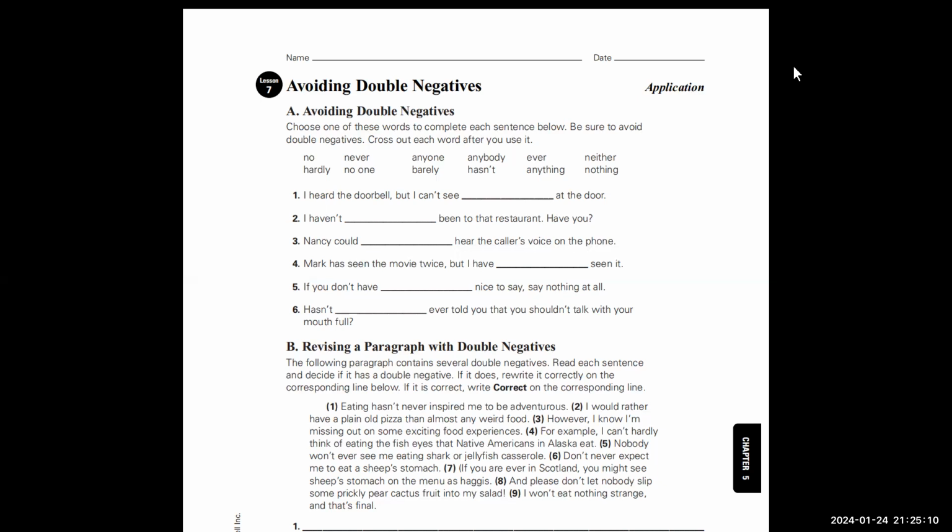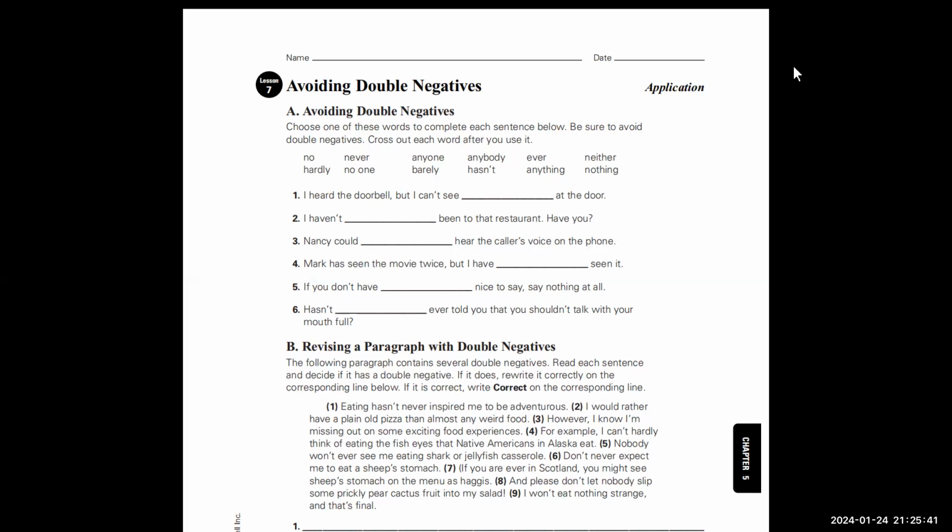Mark has seen the movie twice, but I have never seen it. Correct. Number 5. If you don't have anything nice to say, nothing at all. Okay, that's correct. And then 6.